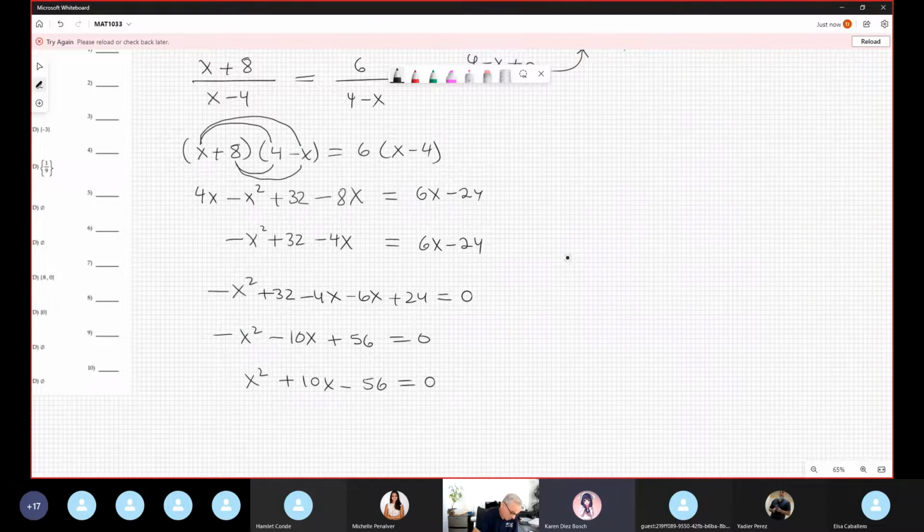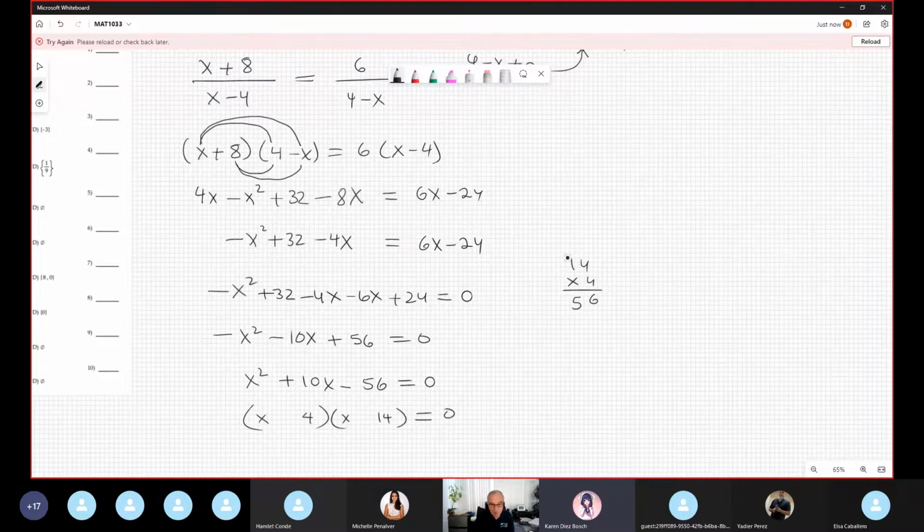Okay, let me see. The trinomial x squared plus 10x plus 56. Let me factorize. Factorization is possible. We are doing well. The combination that exists is 4 and 14, because 14 times 4 is 56.